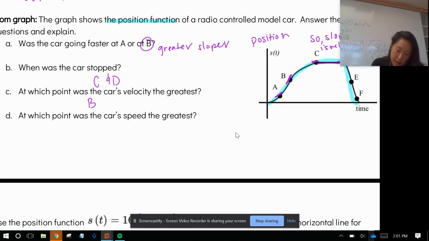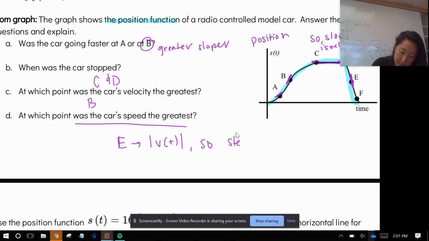And then if we look at the last one, when was the car's speed the greatest? Now this one doesn't take into account direction. So I can see that E has the steepest slope, but in the negative direction. But since it's the absolute value of velocity, E is going to be the greatest, because it's the absolute value of v of t. So I'm looking for the steepest slope, either positive or negative.